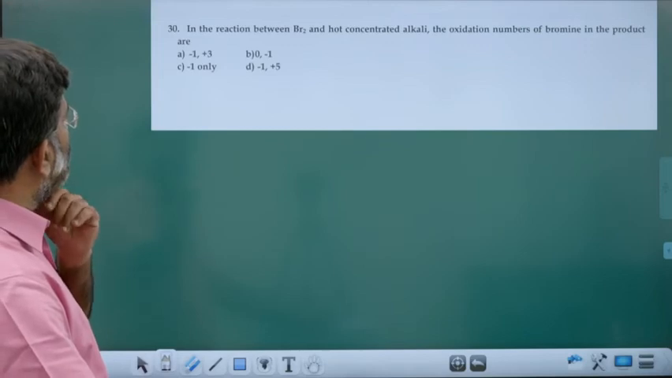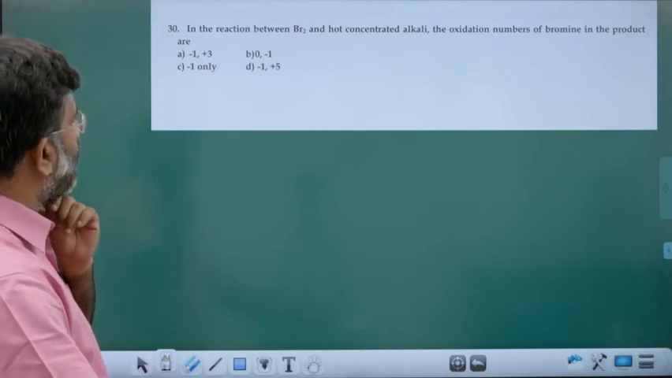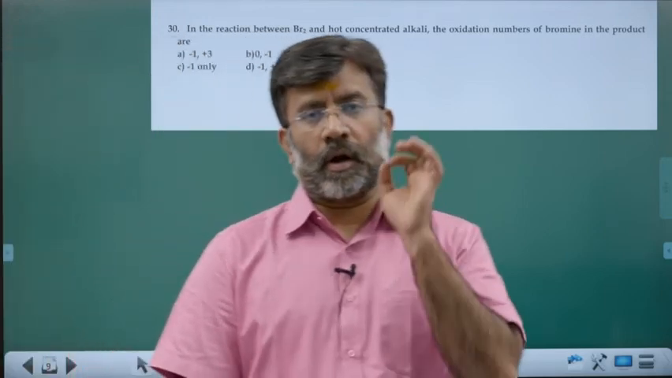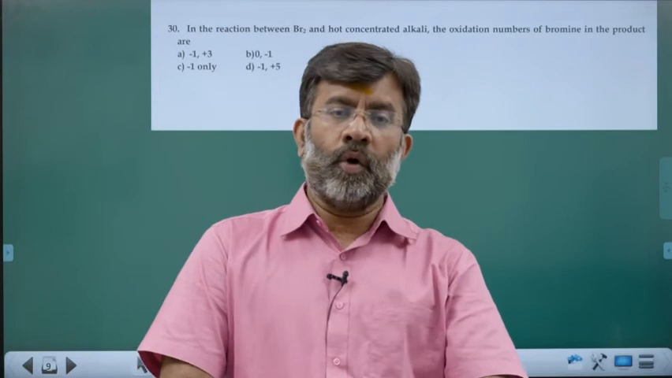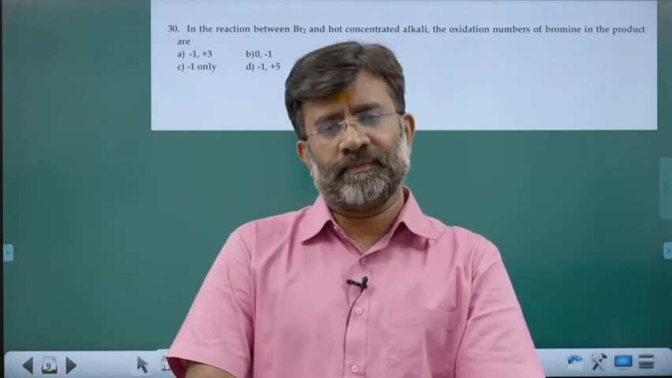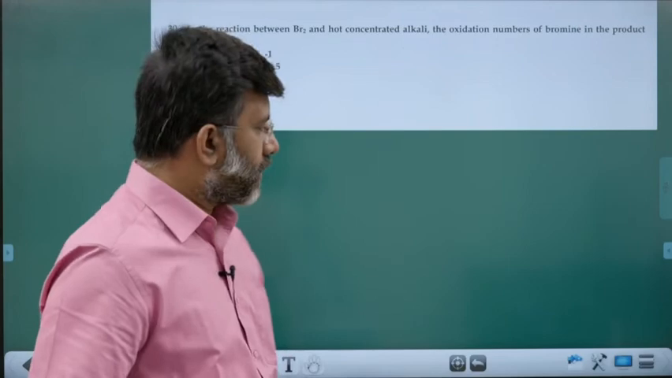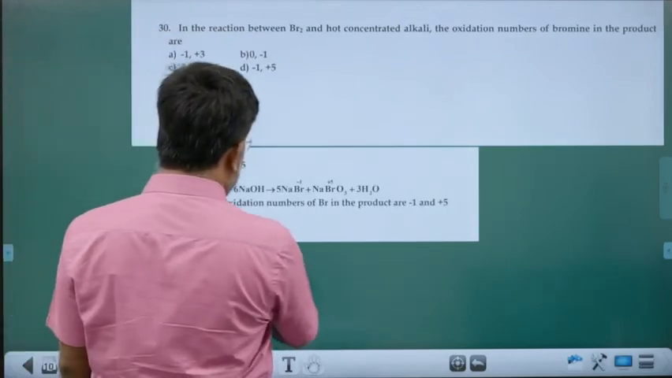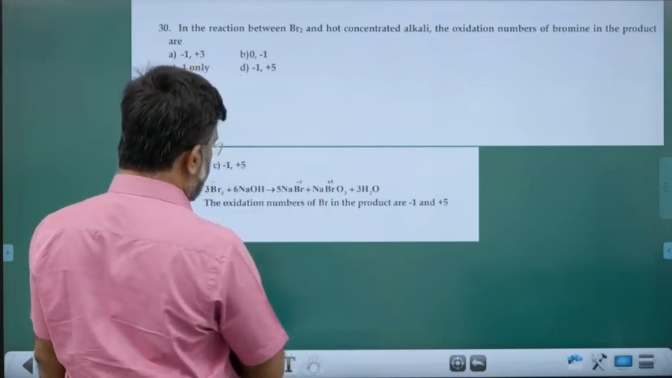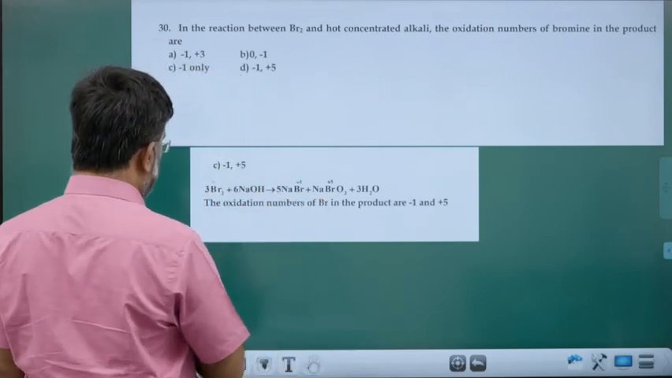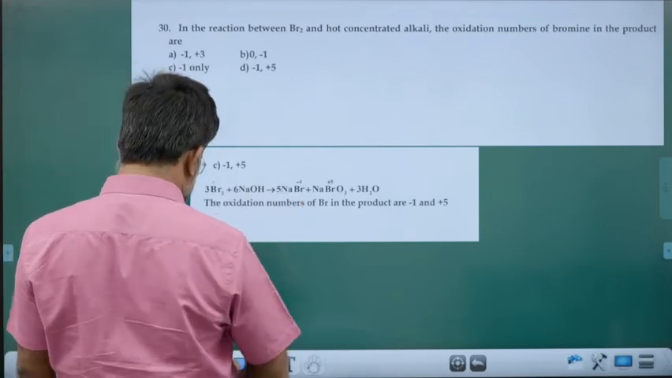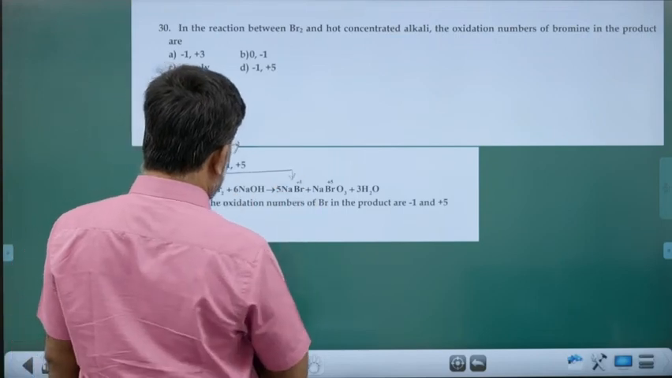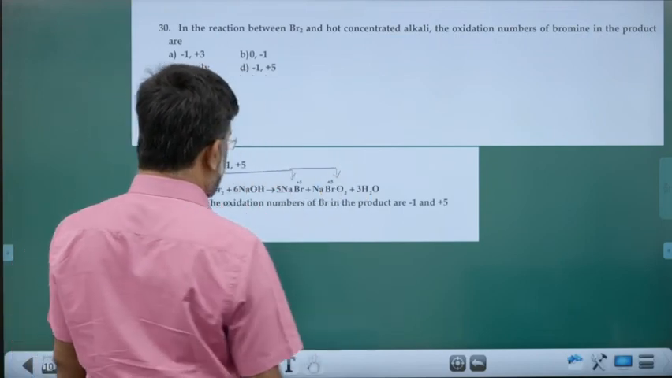The reaction between Br2 and hot concentrated alkali. The oxidation numbers of bromine in the products are? Bromine with hot concentrated alkali will undergo a disproportionation reaction. I think some of you definitely know the products. Bromine will be oxidized to NaBrO3, sodium bromate, and reduced to sodium bromide.